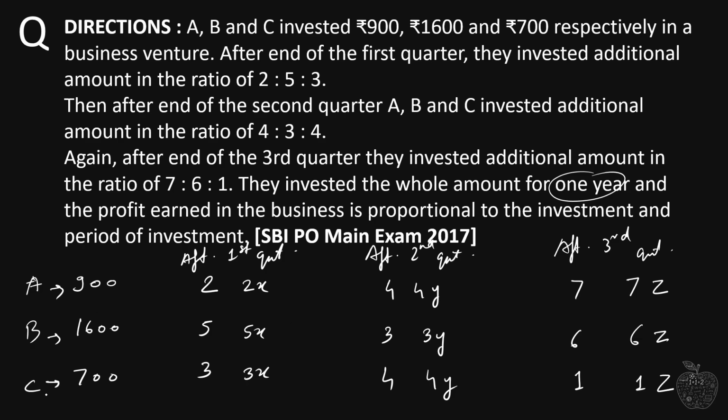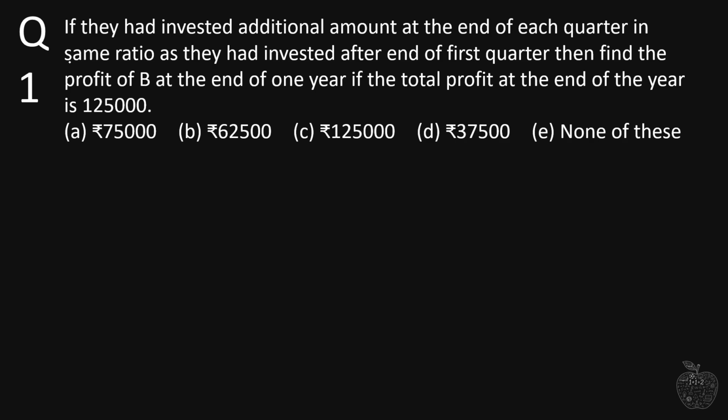Now let's move on towards the question. This is the first question. The question is telling me that if they had invested additional amount at the end of each quarter in the same ratio as they had invested after the end of first quarter, then find the profit of A at the end of 1 year if the total profit at the end of the year is 1,25,000.